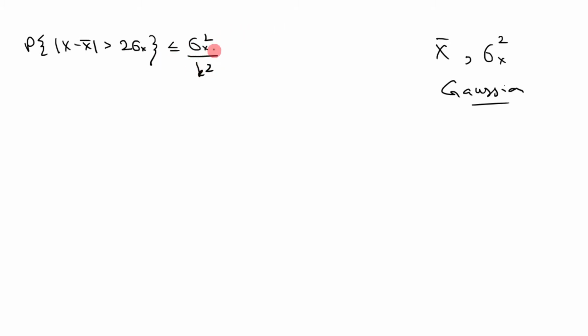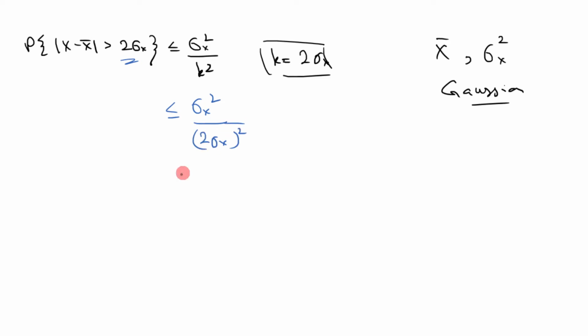We are using Chebyshev inequality first. So here the k is equal to 2 sigma x. Putting the values in this equation, we have sigma x square over 2 sigma x whole square, and it will be equal to sigma x square over 4 sigma x square, and it is equal to 1 by 4 or 0.25. So this is the probability when we use Chebyshev inequality, and we are getting 0.25.